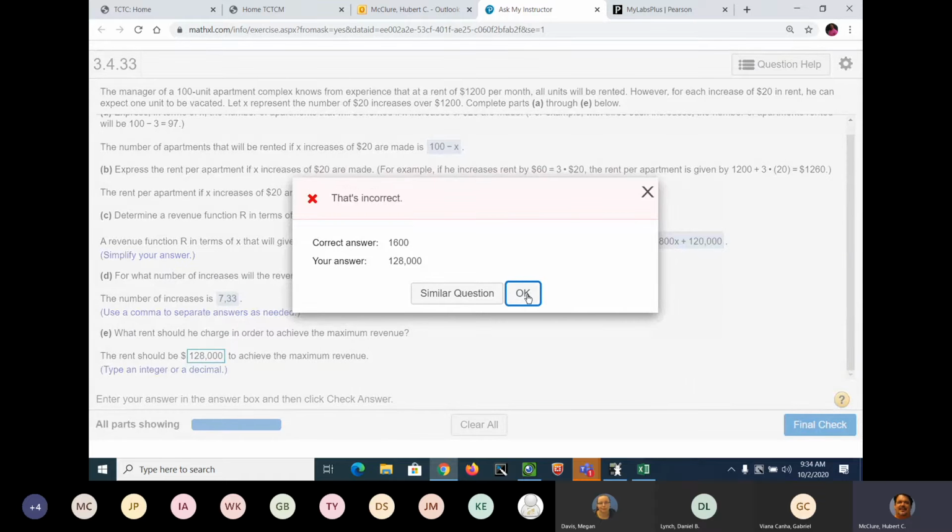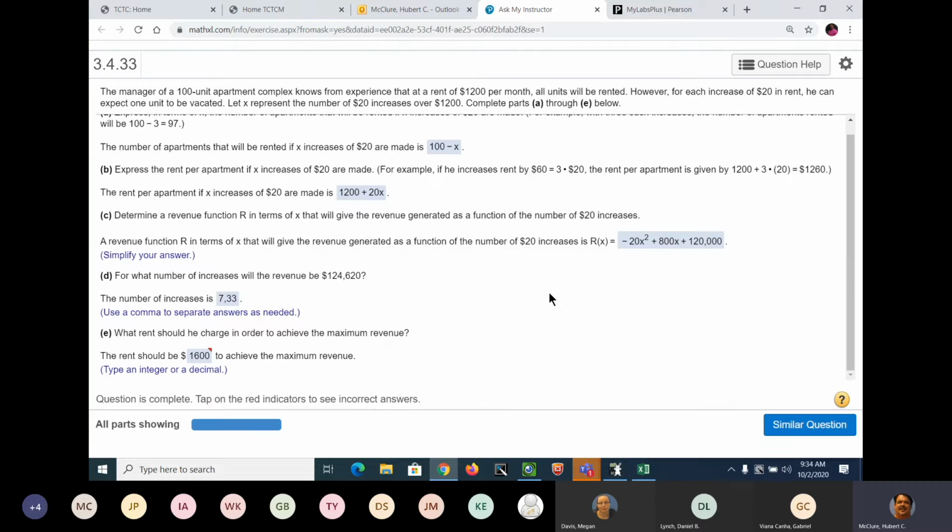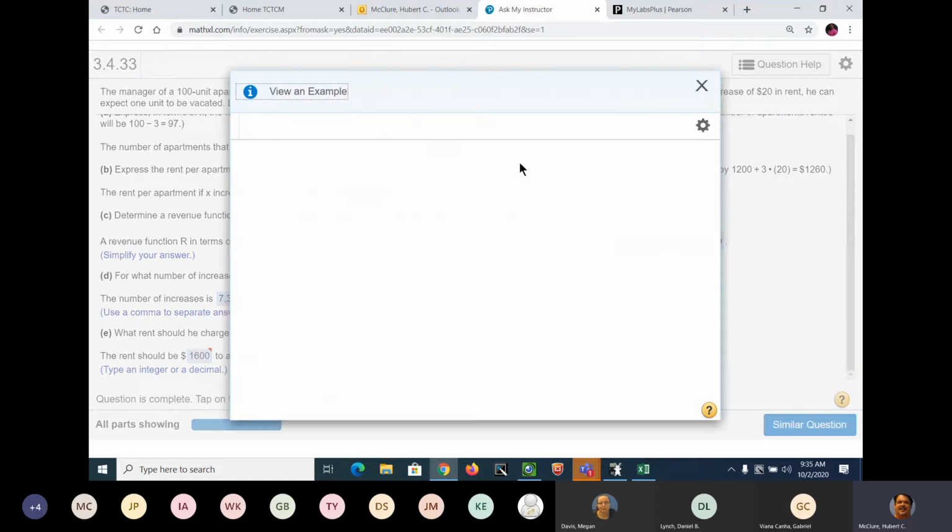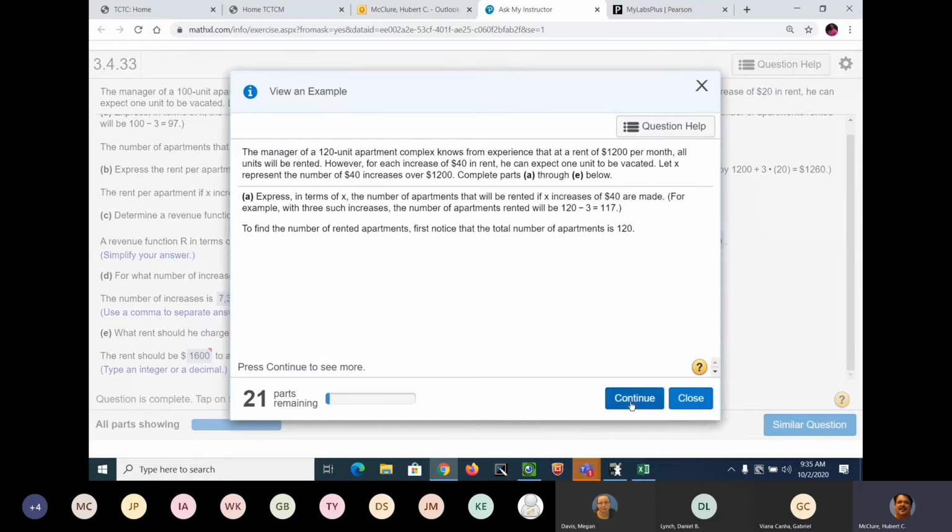I have no idea where they got that. Okay, I don't know where they got that. Because 1,600. That's for why. I don't understand that question. Let me see what they're doing to get that, because I always was taught that the max would be your vertex.